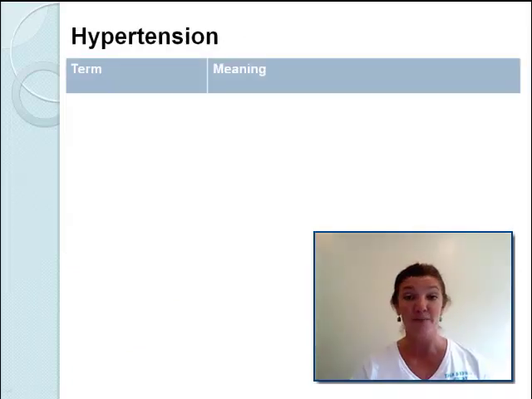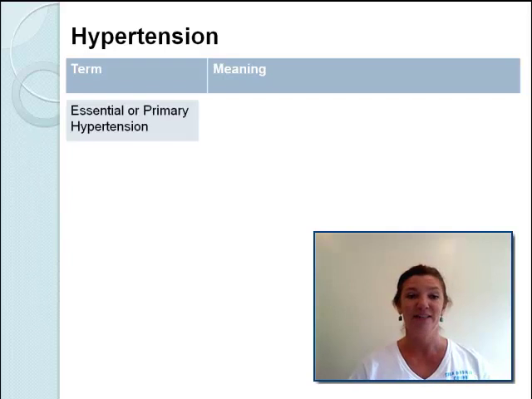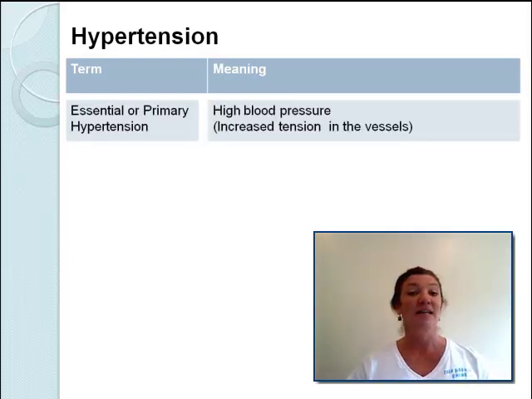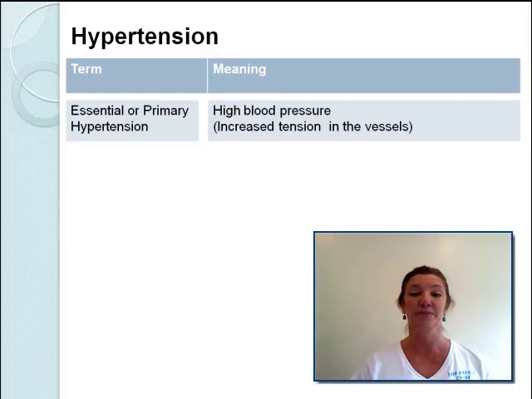If someone has high blood pressure, it's known as hypertension. And let's look at the terms associated with hypertension. We have essential or primary hypertension. This is high blood pressure, but there's no underlying cause. There's no other disease actually causing the high blood pressure. If you broke the word down, hypertension, you could think increased tension, relating to increased tension in the blood vessels.